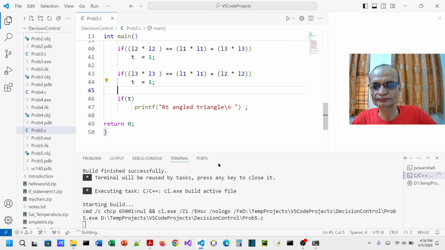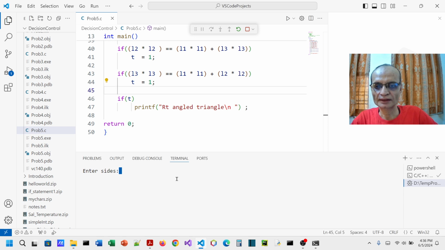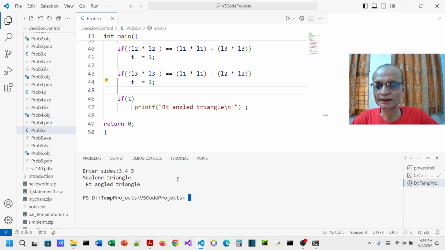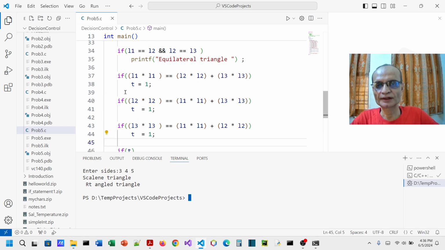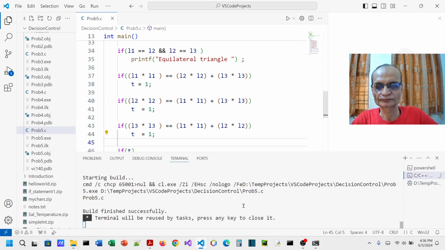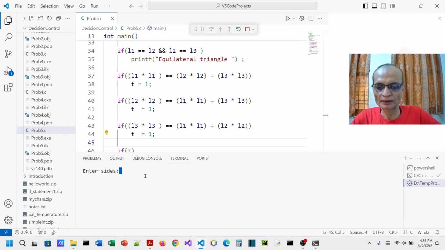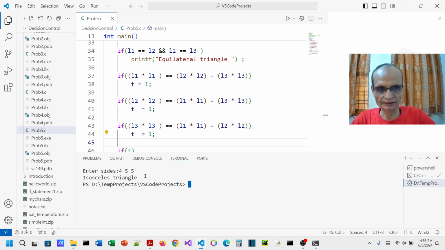So let's run this, and we can enter, let's say 3, 4, 5. So scalene, and it is a right angle triangle, it is working perfectly. I could have also used else if, I told you, so that can be done as part of optimization. So let's run this now. Let me now put 4, 5, 5. So it is an isosceles triangle. That is correct.